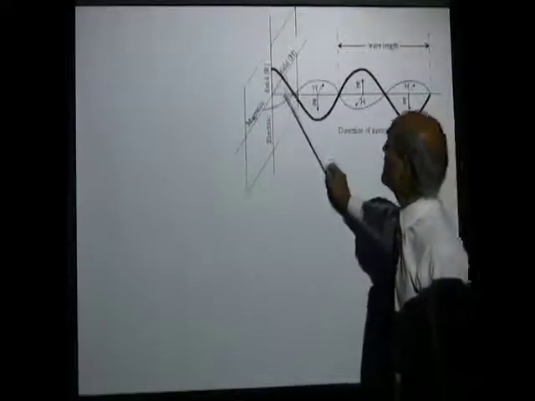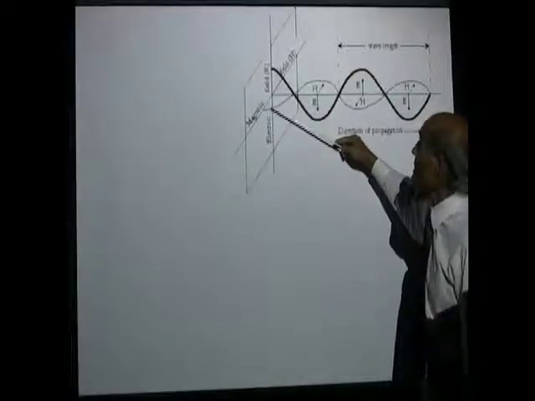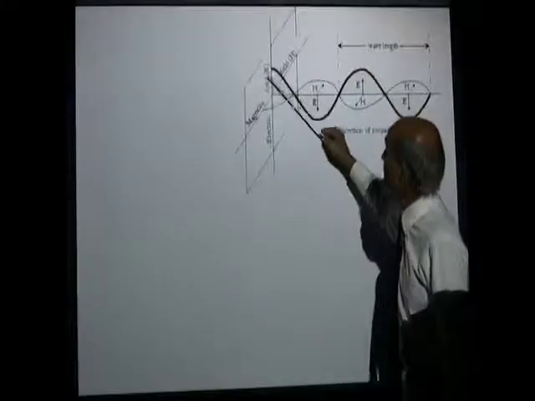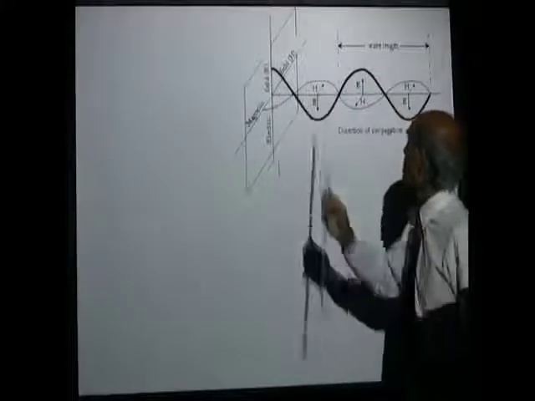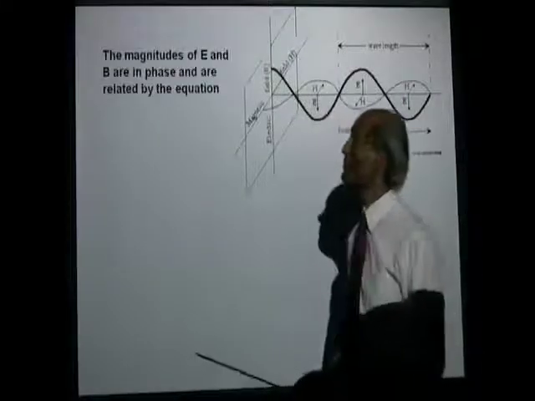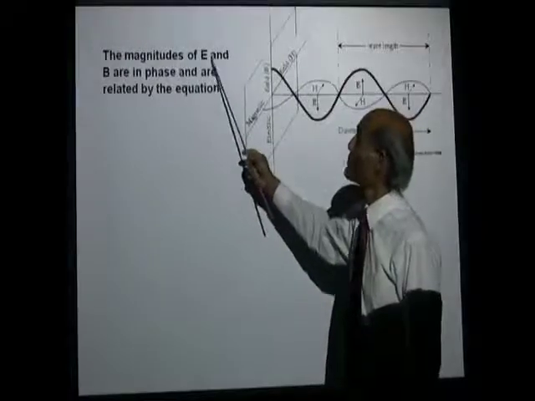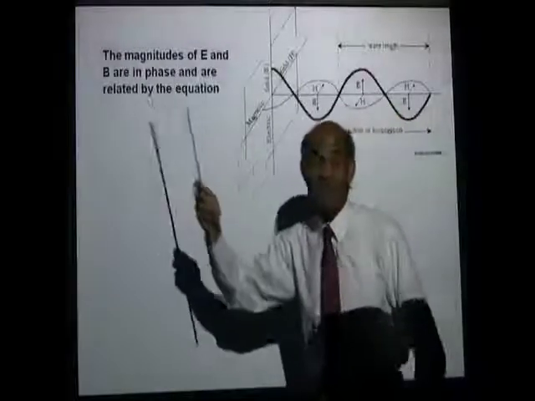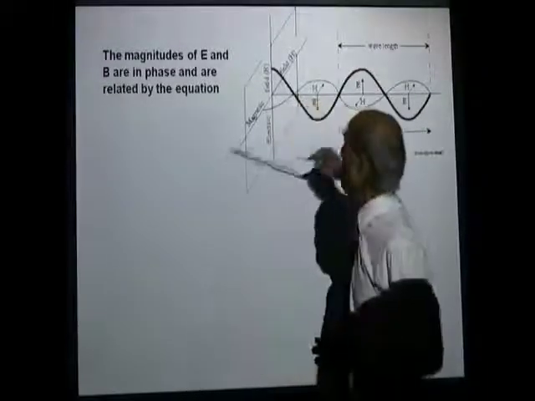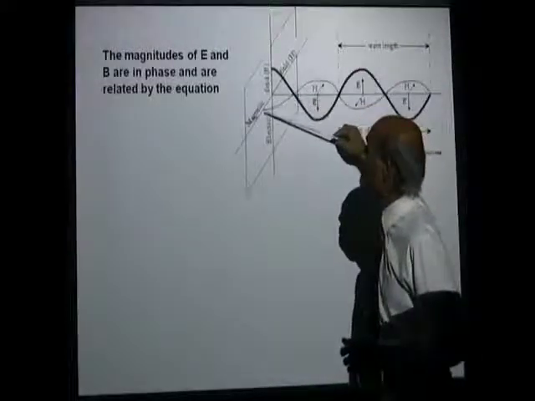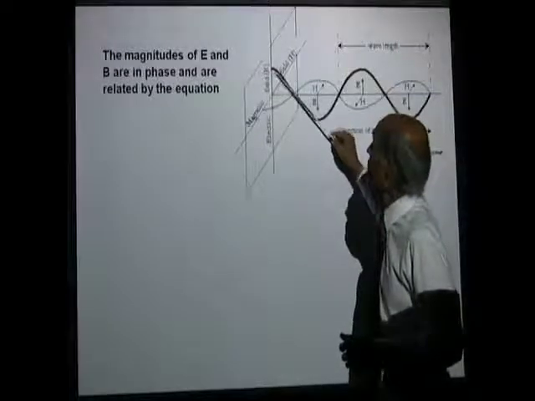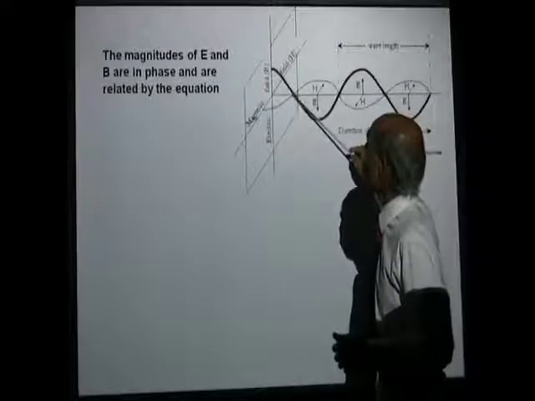I have another diagram here. Here, this is the magnetic field. The blue line, well, that is a horizontal wave, and the red wave is the electric field, which is vertical, and the direction of propagation is at right angles to both these. The magnitudes of E and B are in phase. What does that mean? When the magnetic field reaches a maximum, the electric field also reaches a maximum. When the electric field is zero, the magnetic field also is zero.